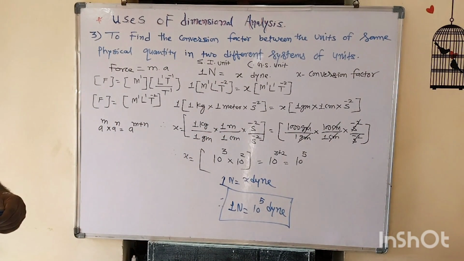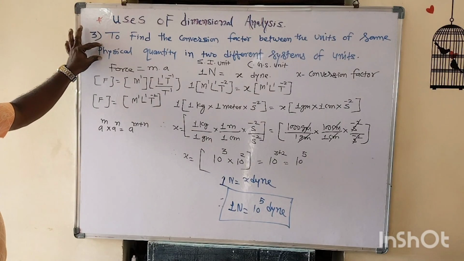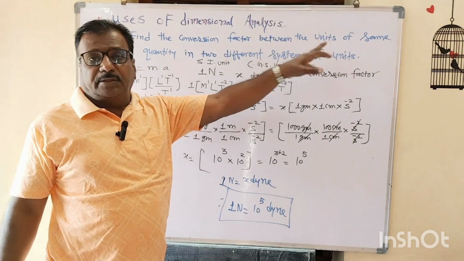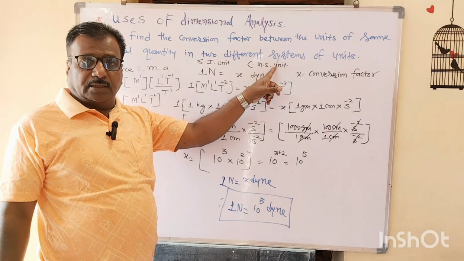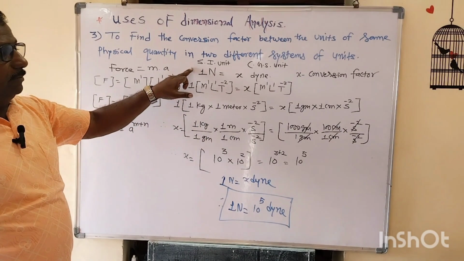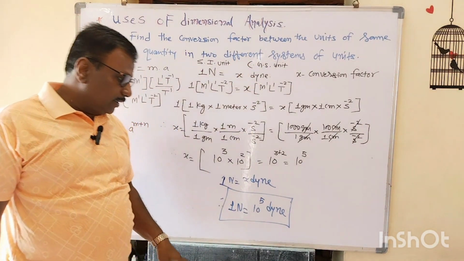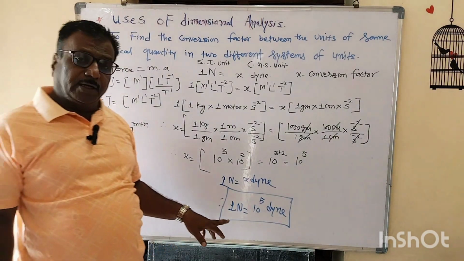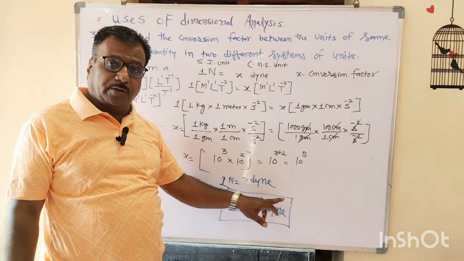That means if we take one physical quantity, that is a force, and we take two different systems of units, one is the SI system and another is the CGS system, then one system is converted into another system. Here, for force, 1 Newton is equal to 10 to the power 5 dyne.